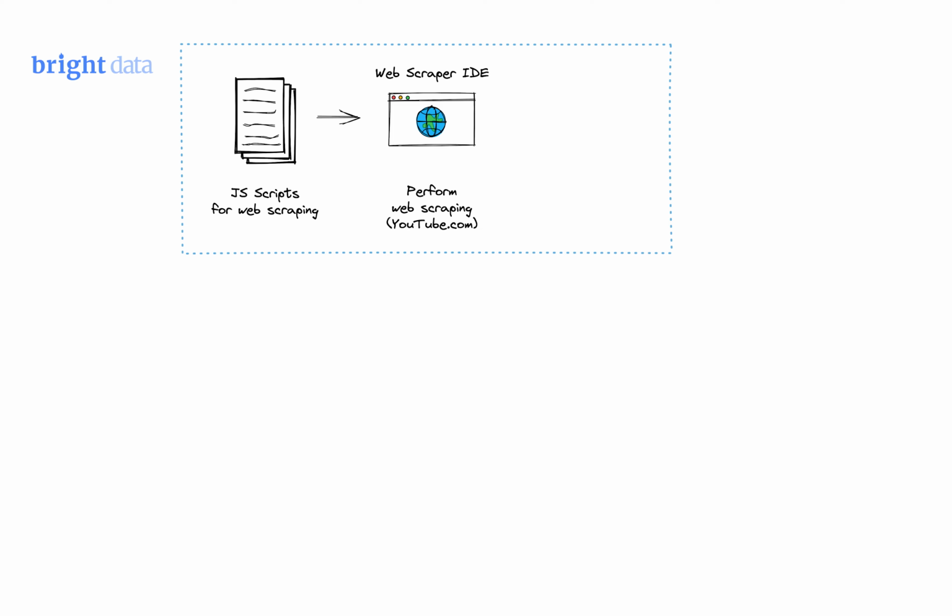Before we could perform the actual web scraping, we're going to code the JS scripts, and this will essentially comprise the interaction component and also the parser component. Once we have the JS scripts ready, we're going to paste them into the web scraper IDE on the BrightData platform, which will allow us to perform the actual web scraping, whereby we're going to extract information from the YouTube website. And then we're going to put the web scraped data in JSON format.